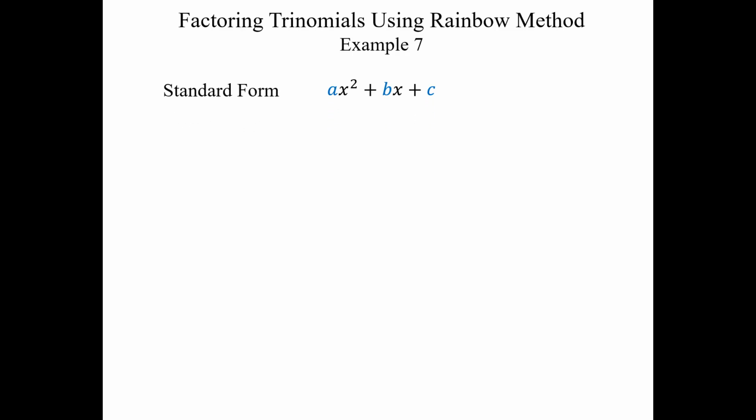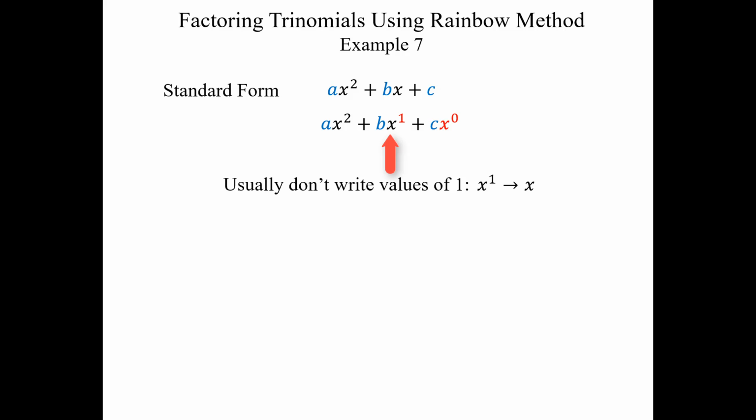Our standard form we've been working with is ax squared plus bx plus c. But there are some values here that we don't normally write down. And you'll see these in red. We usually don't write down values of 1. Anytime you write down a variable or a number without an exponent, the exponent present is going to be a positive 1.